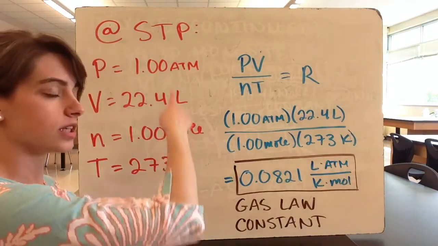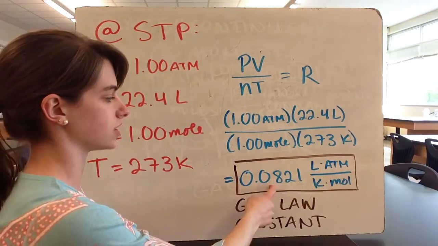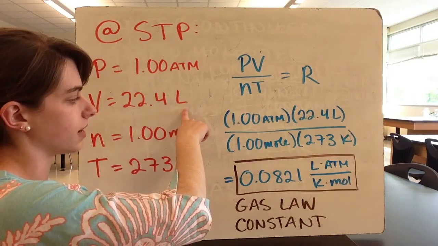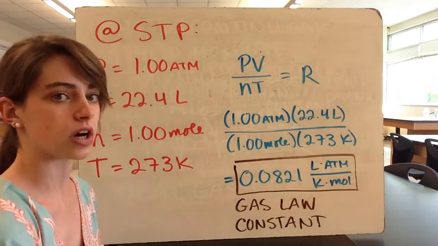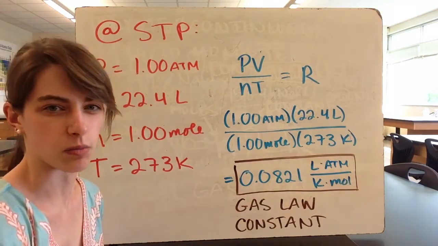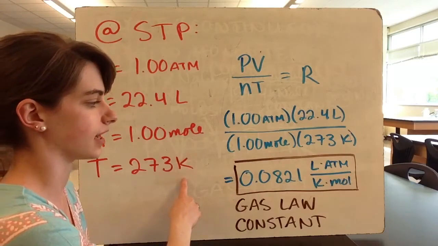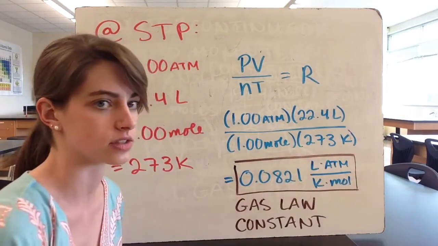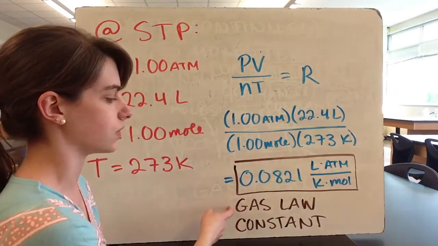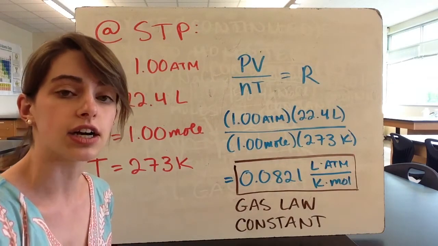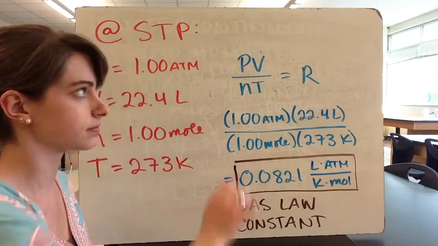So that's why our units are very specific. In order to use this number, your units for pressure have to be in atmospheres, volume has to be in liters, moles are always moles, but we're not going to do micromoles or millimoles or anything like that, just moles, and our temperature has to be in Kelvin. Otherwise, our units won't cancel and our constant won't work. So this is the gas law constant, 0.0821 liter atmospheres per Kelvin mole.